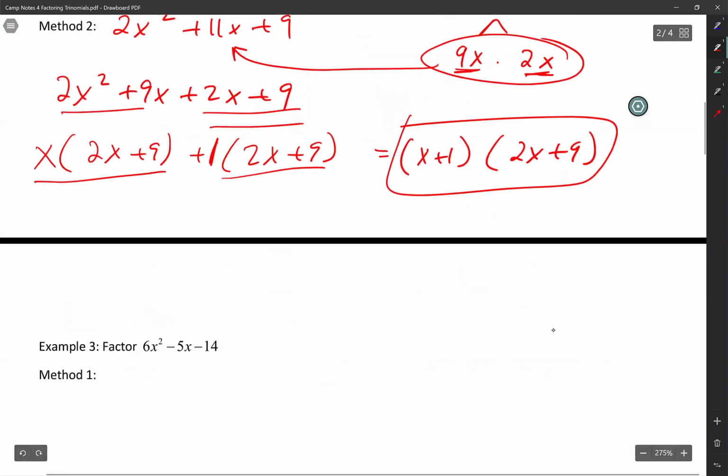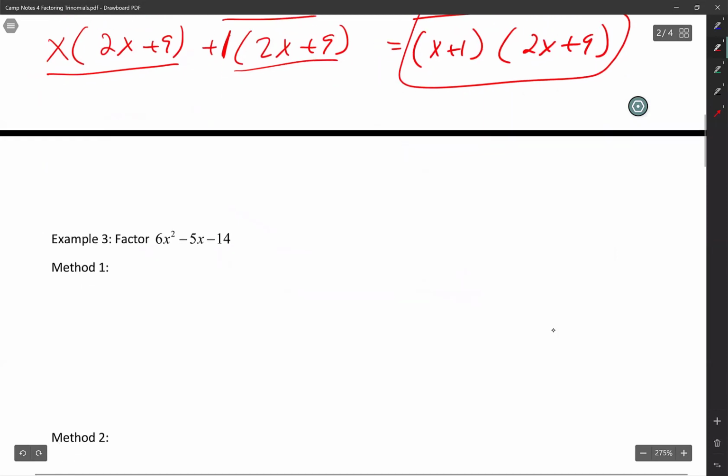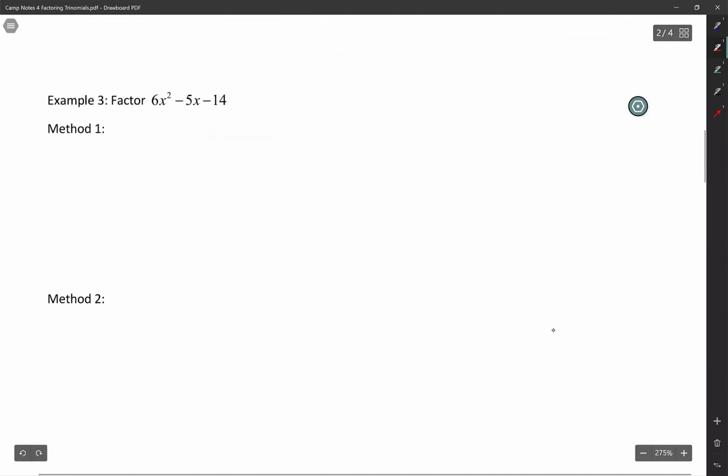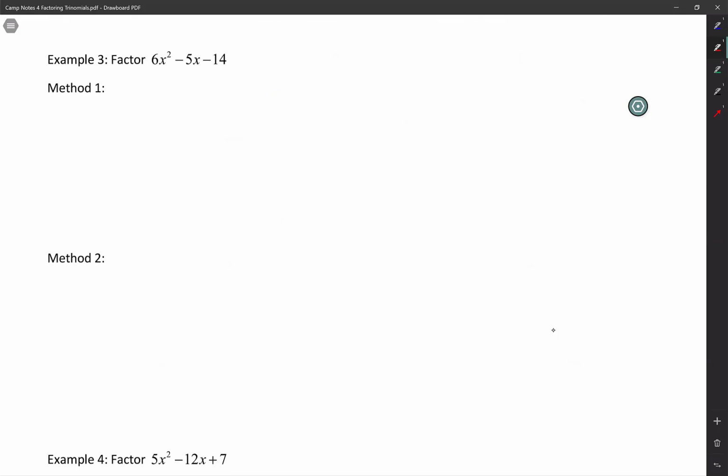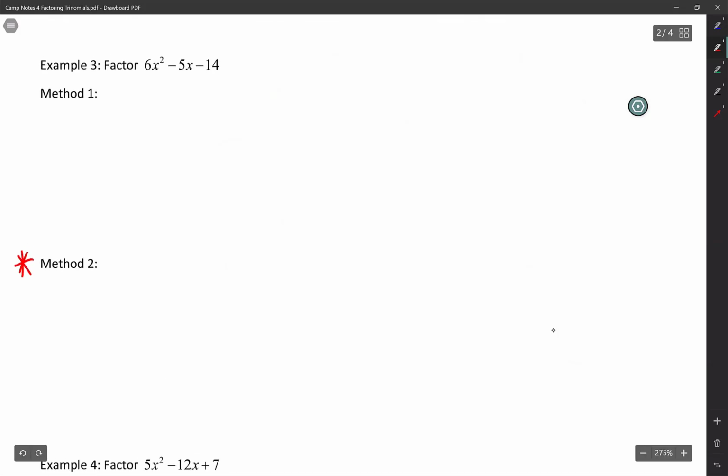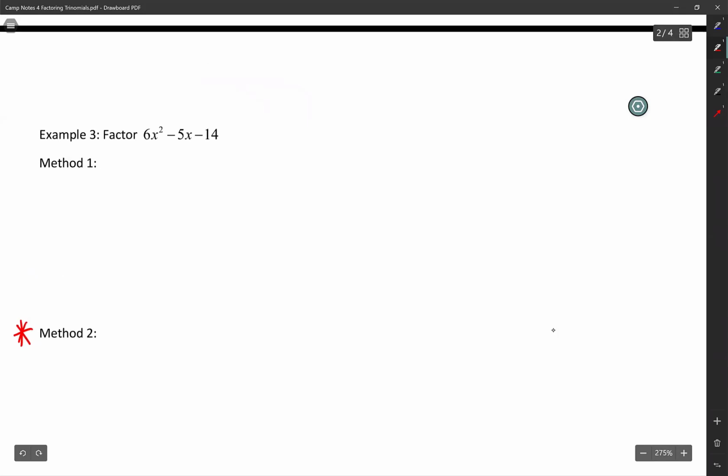All right, let's go to the next one. Example 3. On this one, method 2 is way better than method 1 because there are so many options. See, we don't have prime numbers anymore.